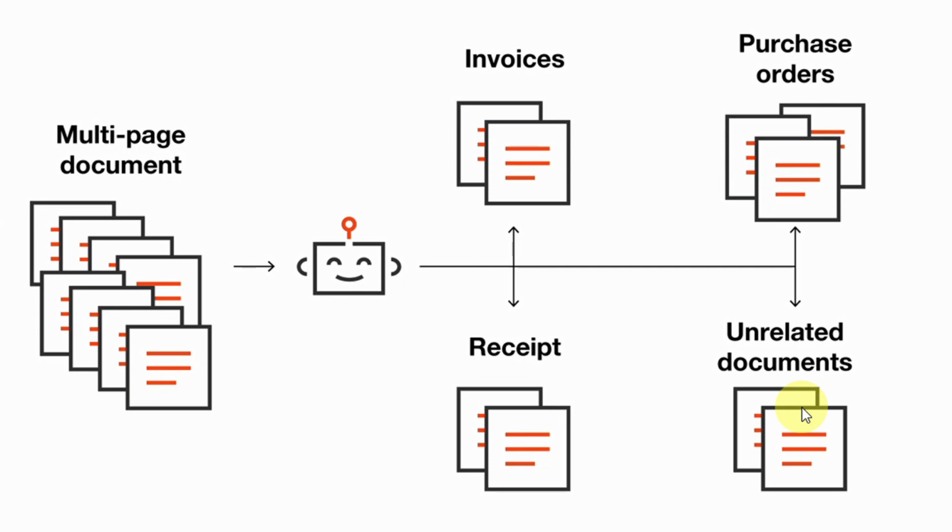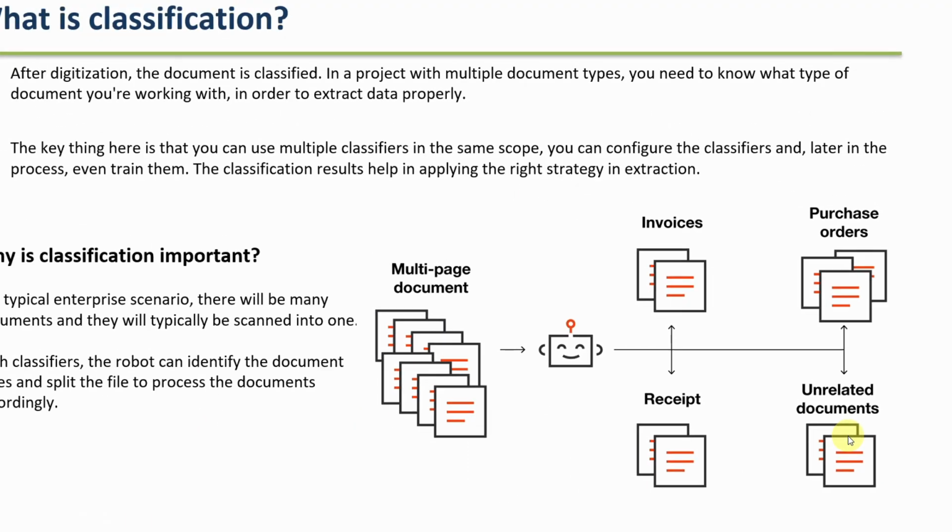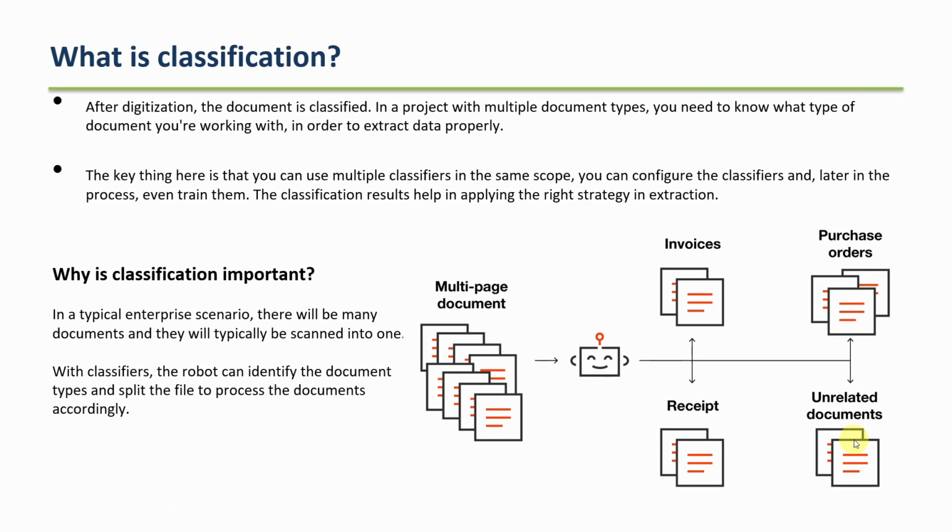It simply means how you want to classify the document. With the classifier, the robots can identify the document types. It can split the file into multiple documents as well. So that is why classification is important.